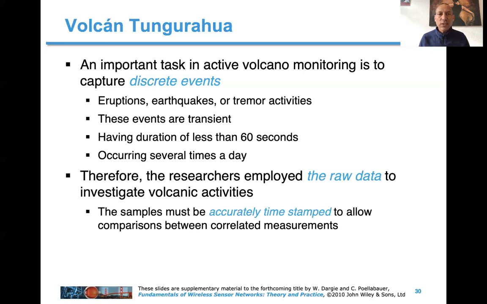In the next session, we're going to focus on a single node to understand its architecture and the software support we need to make it functional.